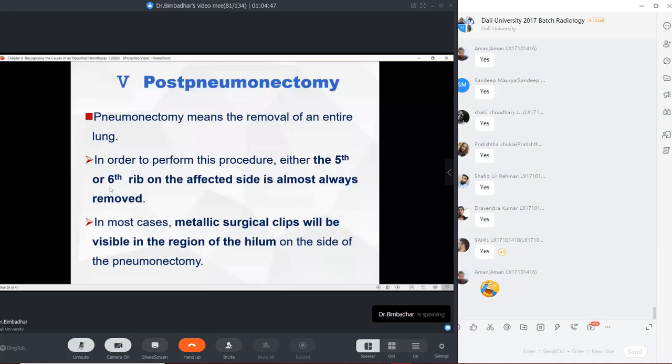So the first important radiographic feature is that you will be having fewer ribs. Did you understand the point now? In pneumonectomy, you are removing a rib. So there is a loss in rib number, and especially at what level are you looking? At the fifth and sixth ribs, usually because of the surgical procedure protocol.